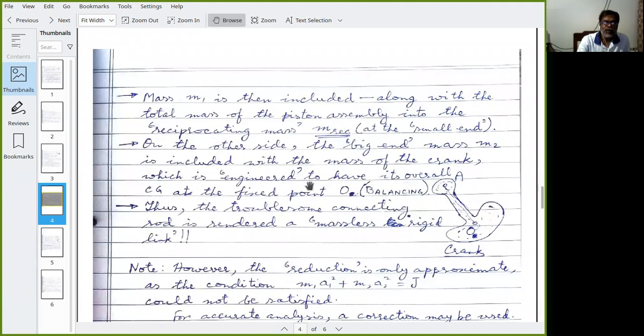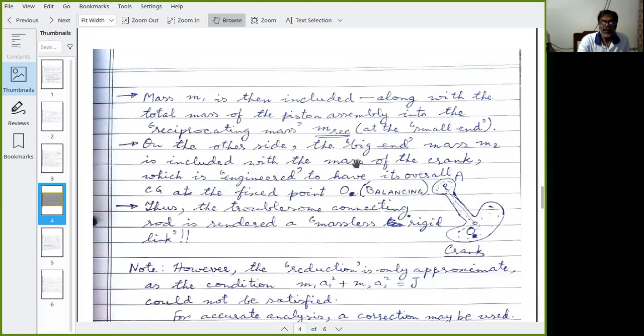So now this mass M1 at the small end is then included along with the total mass of the piston assembly, piston, buoyant ring, or whatever it is with the piston, which moves with the piston like this. Okay, and take all those masses, including this M1 with them, and call it the reciprocating mass.